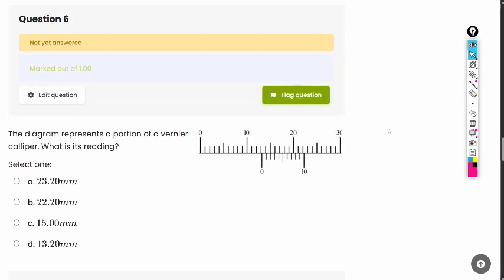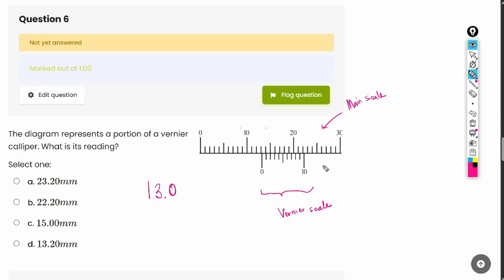That's for question 5. Question 6 says, the diagram represents a portion of a vernier caliper. What is its reading? We have the main scale, this on top here, and then we have the vernier scale under. So for my main scale, what do I have? We can read it, 0 to 10, then 11, 12, 13. So you read your main scale until your vernier scale starts. For my main scale, I can see that it is 13. Let me just say 13.0.